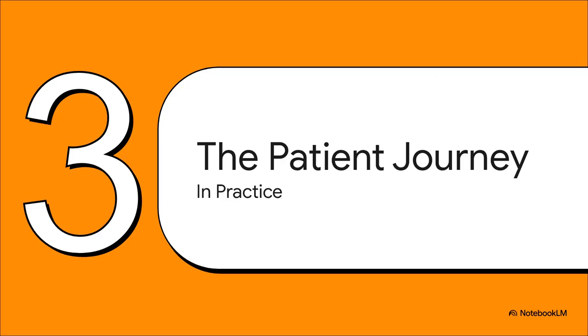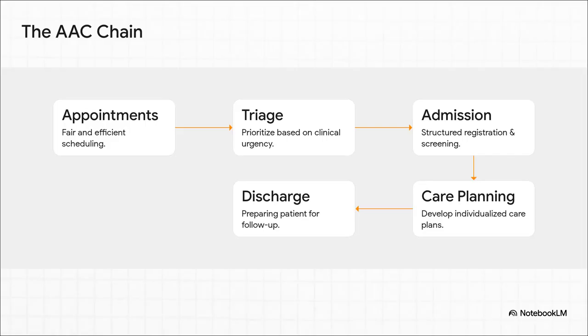All right, so we have the blueprint. Now let's follow the path of a patient and see how this is all supposed to work in the real world, step by step. You can really see how one step is meant to lead right to the next. It all starts with something as simple as getting an appointment. Then, there's a triage check to see how urgent your case is. Once you're admitted, a structured assessment helps create your individual care plan. And that plan follows you the entire time, all the way to getting you ready for discharge. See? Each one is a link in a chain, and the whole point of AAC is to make sure that chain never, ever breaks.